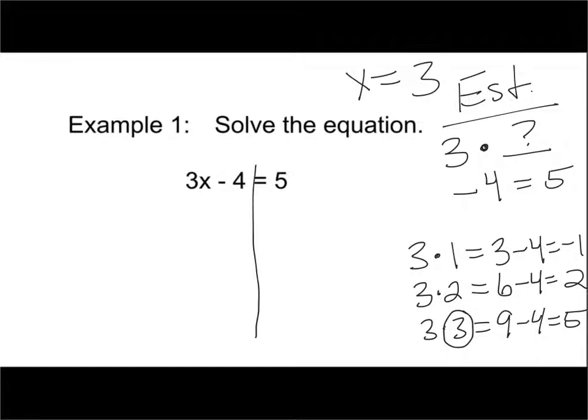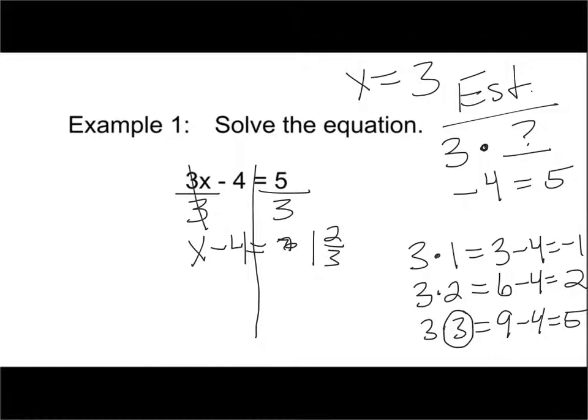So first I'm going to solve it incorrectly. Now, in order of operations, we would first multiply, then we would subtract. So if we followed that same process here, the opposite of multiplication is division. We divide by 3. The 3's are going to cancel. 3 divided by 3 is 1. That will leave us with x. Subtract 4 over here equals, let's see, 5 divided by 3 is, oops, let me fix that really quick. 5 divided by 3 is equal to 1 and 2 thirds.